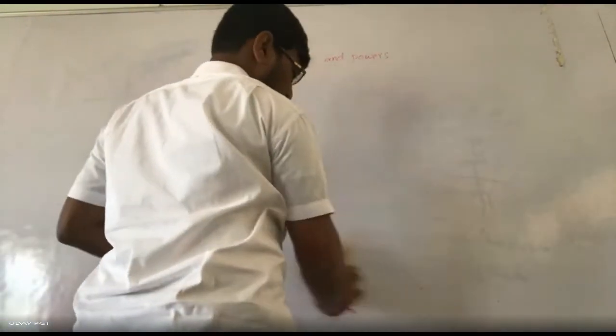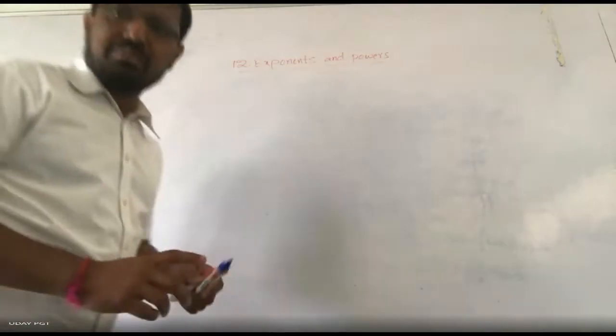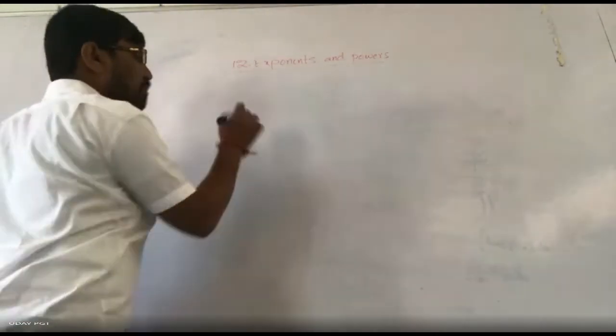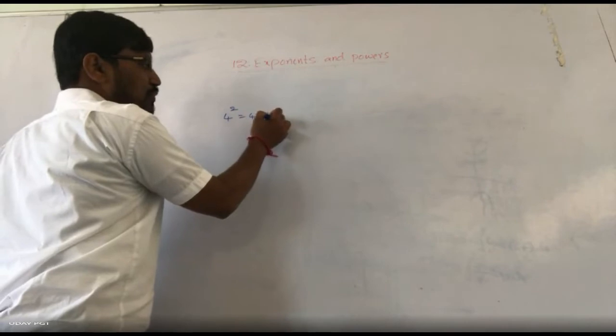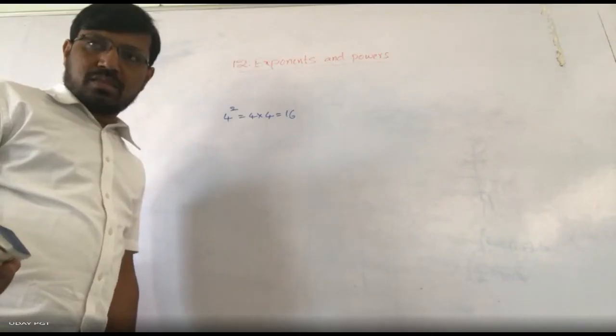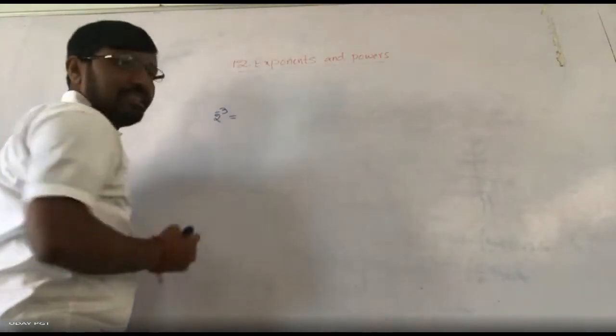Sir, there you take 1 by 2, na sir? Why only 1 by 2? Why won't we take any other number? Any number can be taken. Suppose you take 4 square, the value is 4 into 4. Sir, if the power is negative, at that time you take only 1 by... you had given 2 to the power of minus 3, na sir? Why should we take 1 by 2?